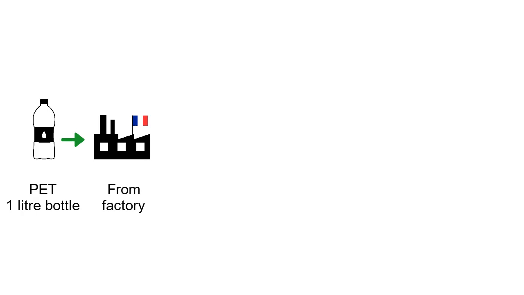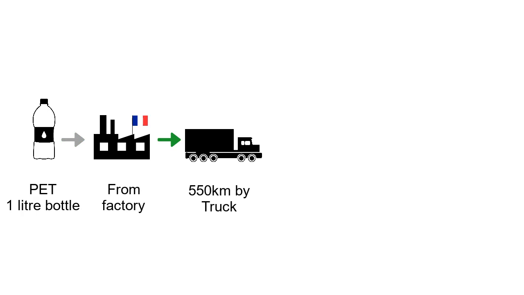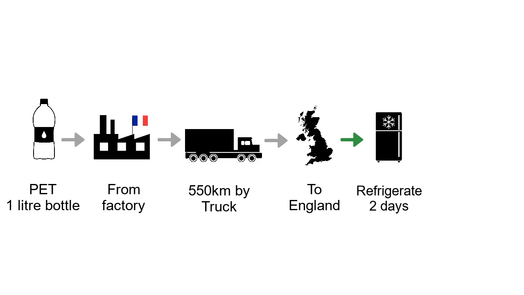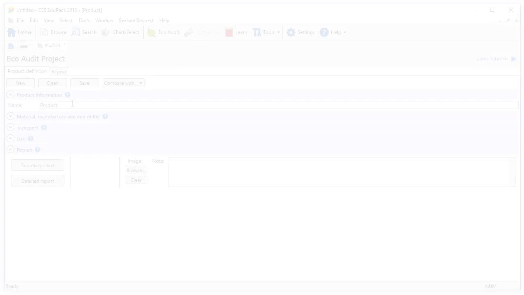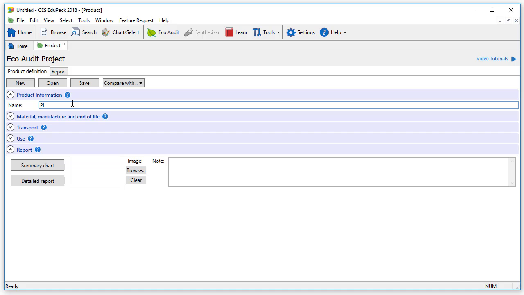We will assume the water is bottled in 1 litre PET bottles in a factory in France, and then driven 550 kilometres by truck to England, where it is refrigerated for 2 days before consumption. We will start the project by introducing the name for the product. We will name it Plastic Water Bottle.